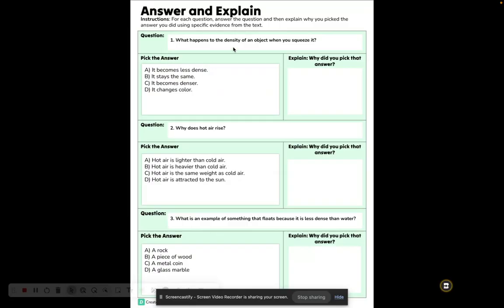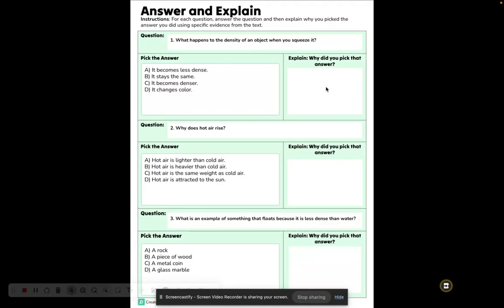After that, you're going to click in here, find the answer. It says what happens to the density of an object when you squeeze it. Do you think it's going to become less? Do you think it's going to stay the same? Do you think it's going to be denser? Or do you think the color is going to change? And you're going to actually do this for the 3 questions. They're different. Just make sure to choose the correct answer.